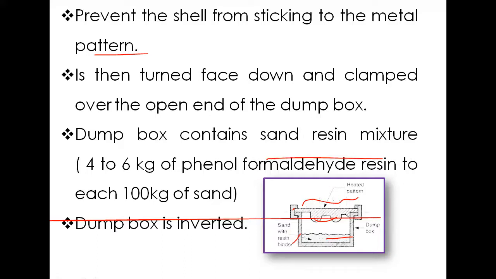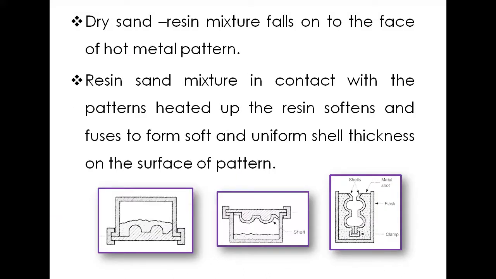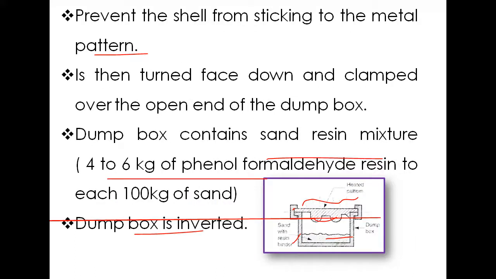For example, 1 kg of sand has to be mixed with 4 to 6 kg of phenol formaldehyde resin. Only with these proportions do we get the required shape and size with uniform wall thickness. Now the dump box is inverted. The dry sand resin mixture falls onto the face of the metal pattern, which is already heated.